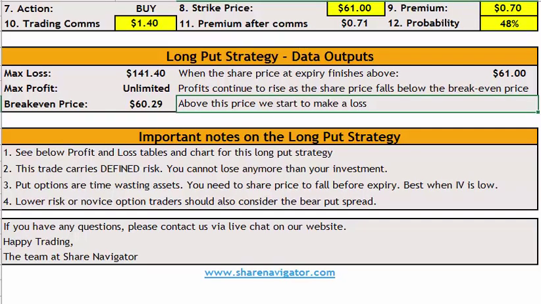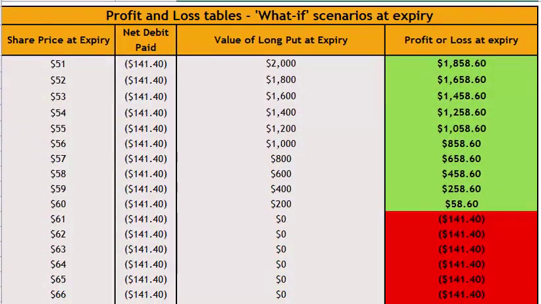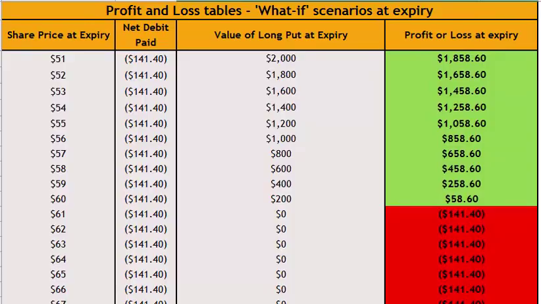So let's go through our profit and loss table. And all we're doing here is a what if scenario. So what we're saying here is, what if Microsoft was at $51 at expiry on December the 16th? Or what was it at 58? Or what would it be at 64? What would it mean in terms of profit and loss for us?